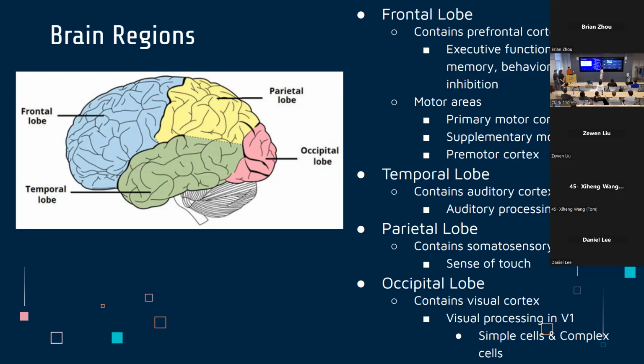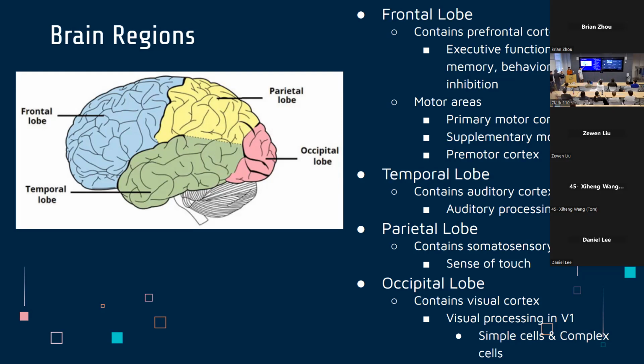The frontal lobe contains the prefrontal cortex and the motor areas. Essentially, you have the central sulcus here, and the precentral gyrus, that's the motor areas. And then the postcentral gyrus, the somatosensory cortex. Then you have the temporal lobe and the parietal lobe. The temporal lobe is the auditory cortex mainly, among other stuff.